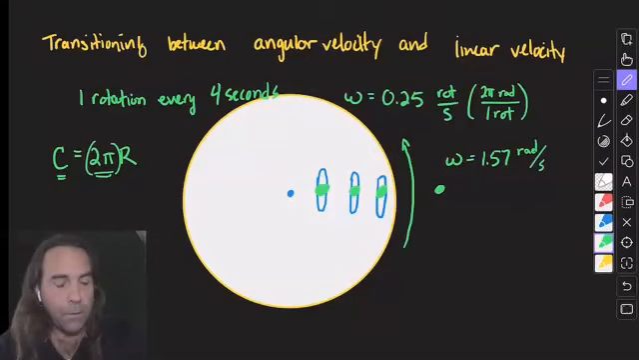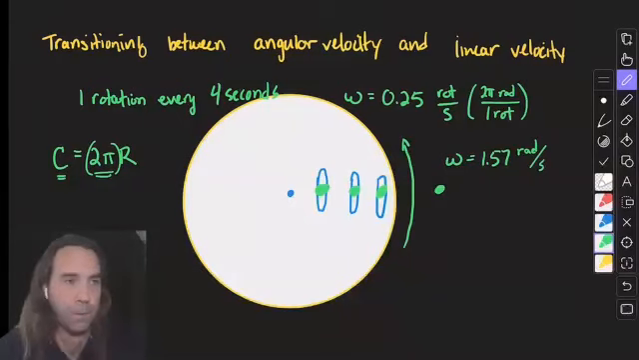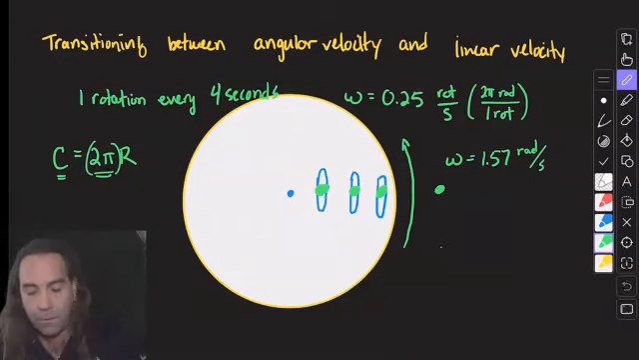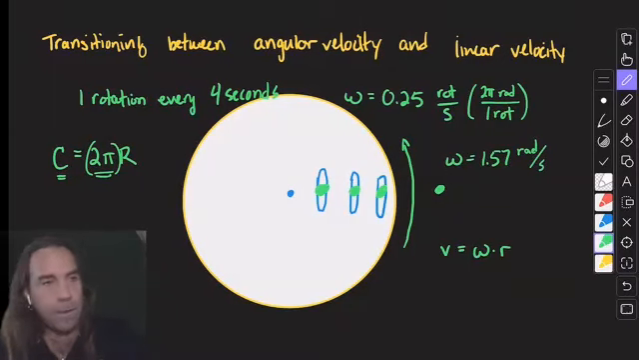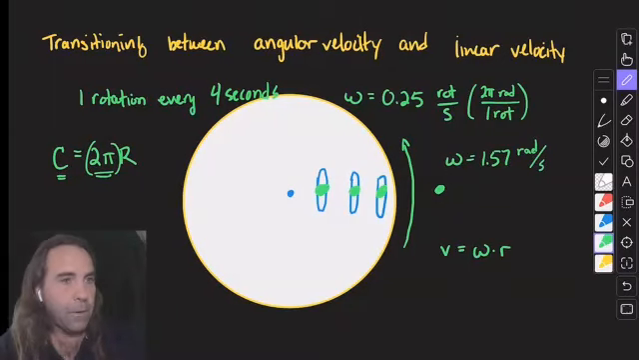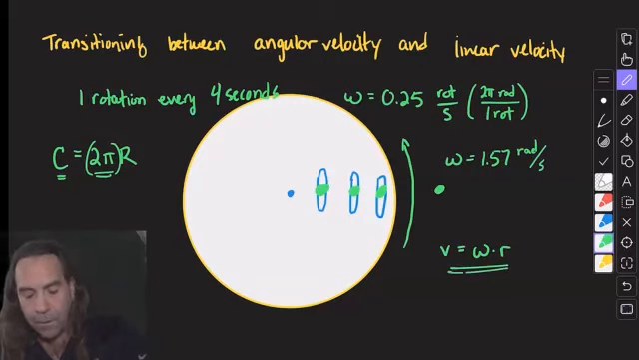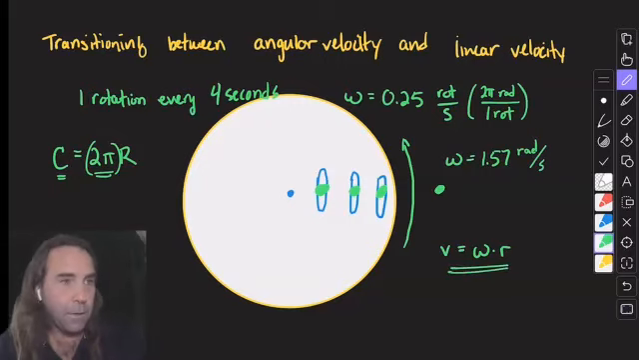Now, converting from linear to angular or angular to linear is pretty easy. You just multiply by the radius. So the linear speed of any object is the angular speed times how far away from the center they are. This is the conversion that converts from linear to angular. You're just multiplying by the radius or dividing by the radius.